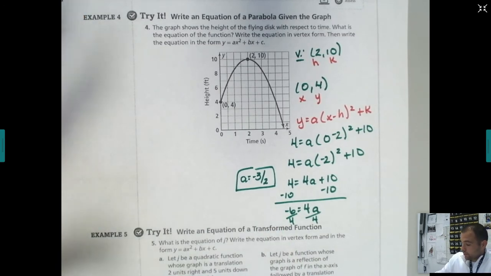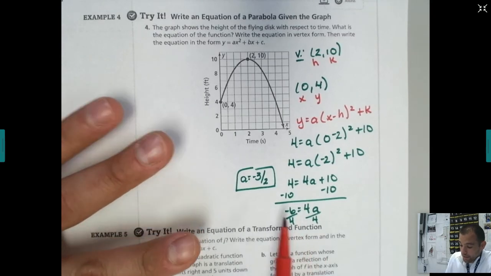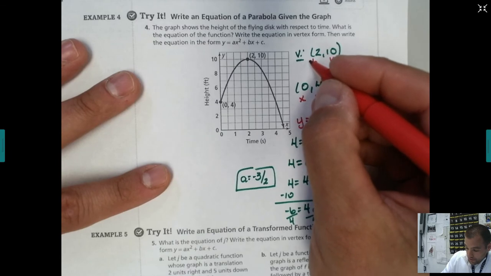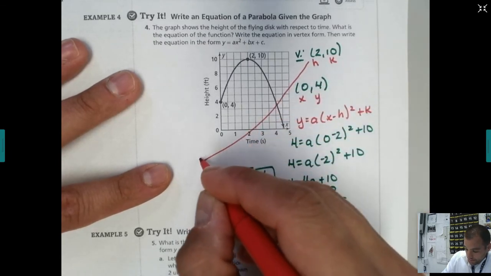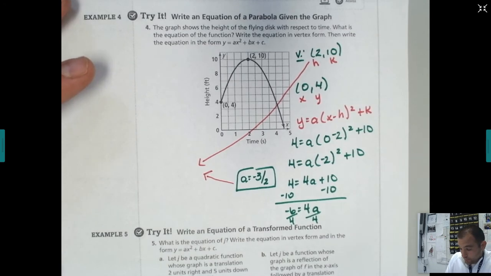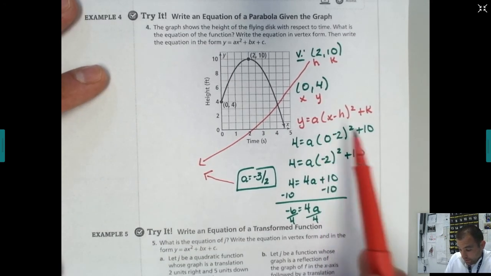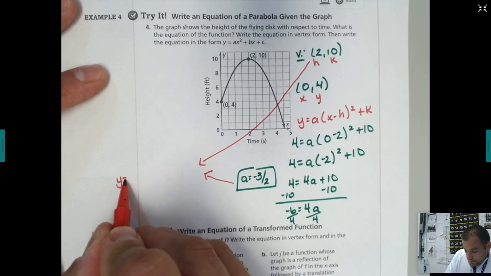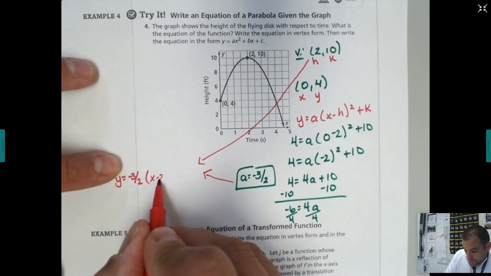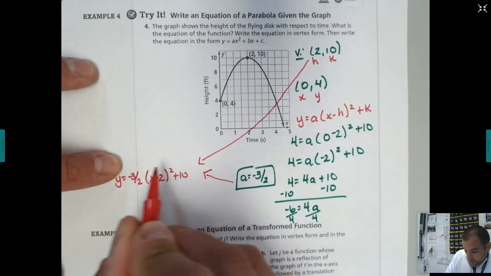But that's not what the question asks. It didn't ask what a is. It wants to know the equation. So then take the vertex, take this number, and plug them into this equation to get our final answer. So y equals -3 halves, (x minus 2) squared plus 10.